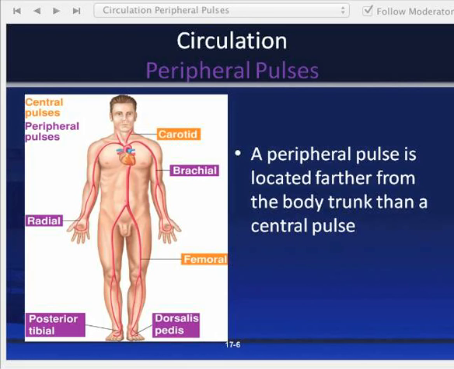A peripheral pulse is located farther away from the trunk of the body than a central pulse. Peripheral pulse is felt at several locations. The radial pulse is located in the wrist at the base of the thumb. Check a radial pulse first when assessing a responsive adult or a child greater than 1 year of age. The brachial pulse is located on the inside of the upper arm, midway between the shoulder and the elbow. Always check for brachial pulses in an infant. The posterior tibial pulse is located just behind the ankle bone, and the dorsalis pedis pulse is located on the top surface of the foot.